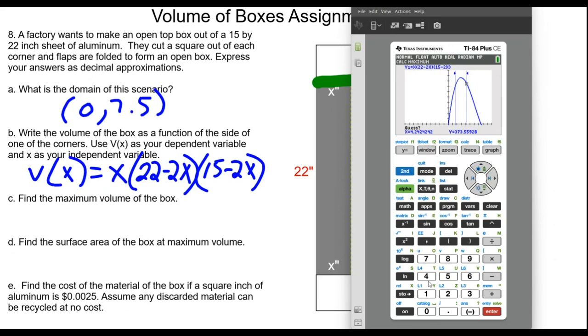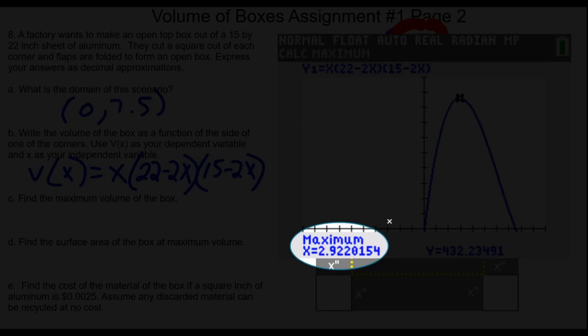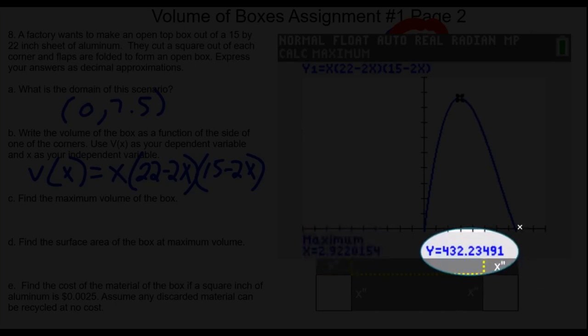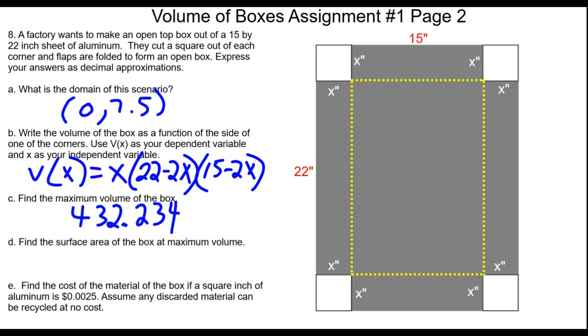The calculator is asking us another question. Do you want me to guess? The answer to that is yes, so let's hit enter. We get two values. X is the length of the cut at maximum volume, and Y is the maximum volume. Now let's talk about the surface area.